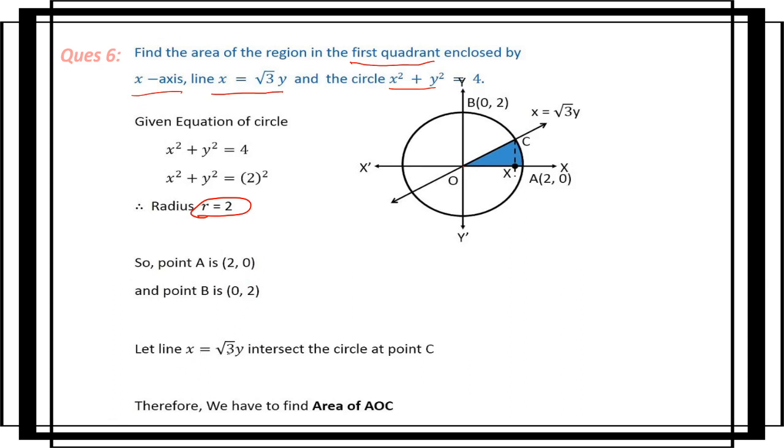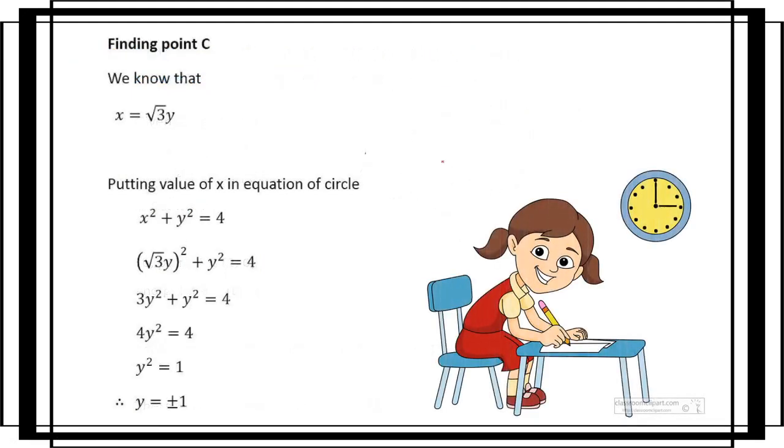The line x equal to root 3y intersects the circle at point C, but then we have to find the coordinates of C, the intersection point. We have to find the area of AOC, this blue region. Now let's first of all find the point C. x equal to root 3y is the equation of the line given. Now put this value of x equal to root 3y in the equation of the circle and get the value of y. We are getting y equal to plus minus 1.